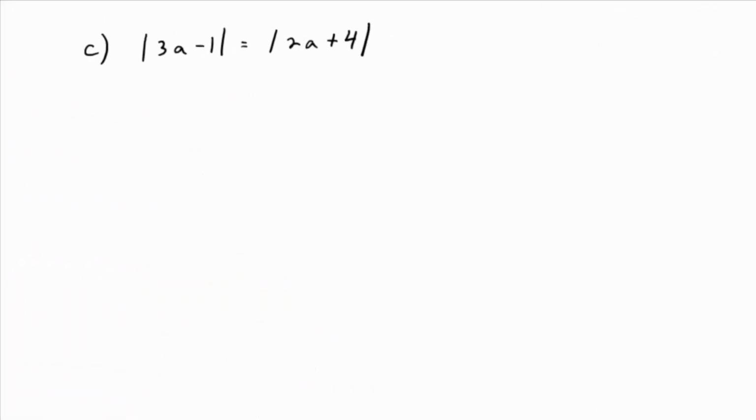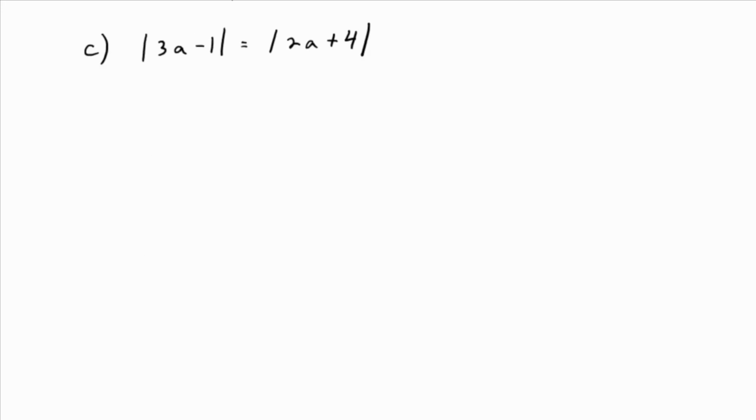In this part C, same direction, solve: we have the absolute value of 3a minus 1 equals the absolute value of 2a plus 4. So you might think, oh man, we're going to have like 4 answers or something. But you don't, because there's only a couple of things that can happen here. Your goal is to get rid of the absolute value so you can solve for a. Just like when you have a bunch of parentheses in an equation, your goal is usually to multiply out the parentheses so you can solve for the unknown.